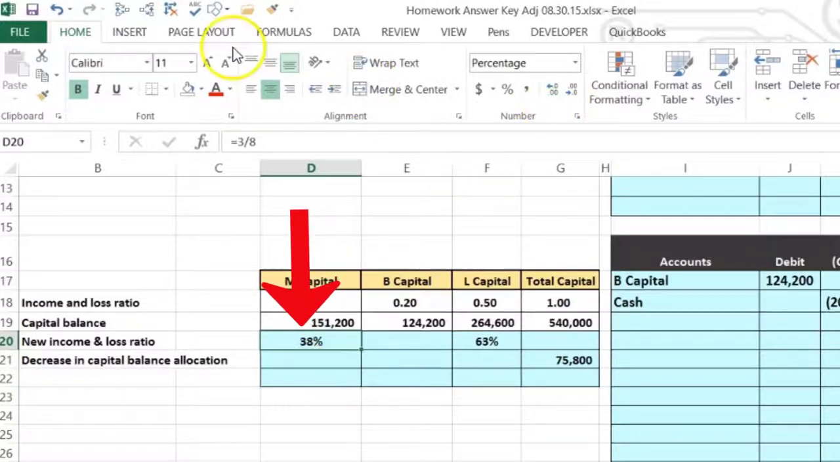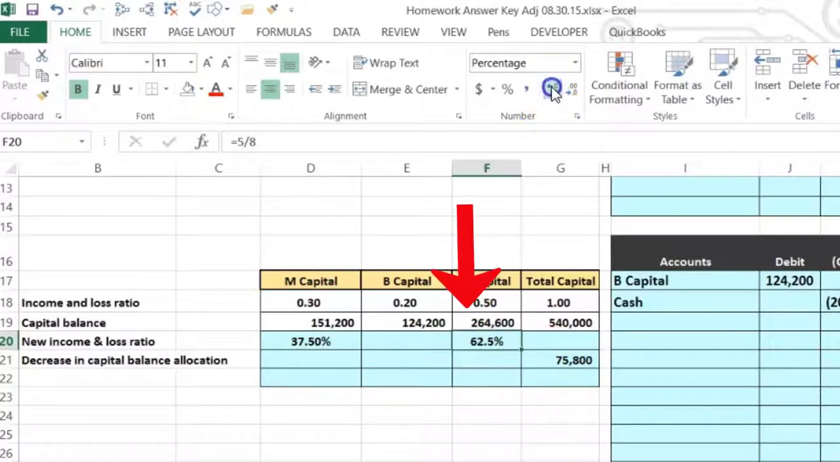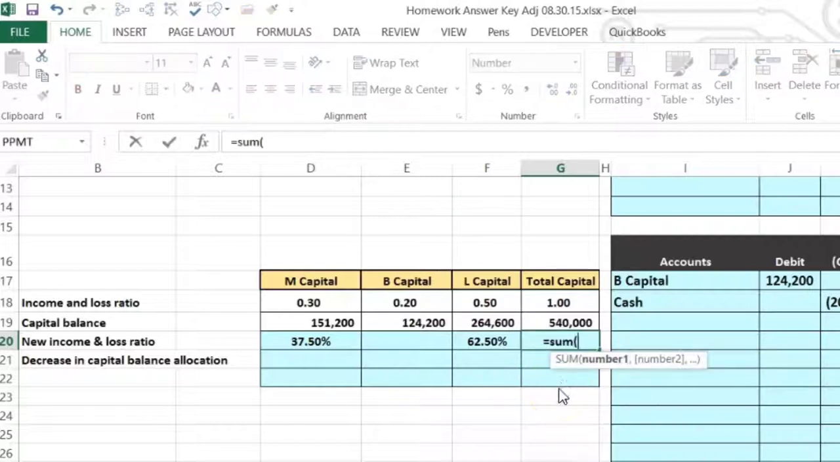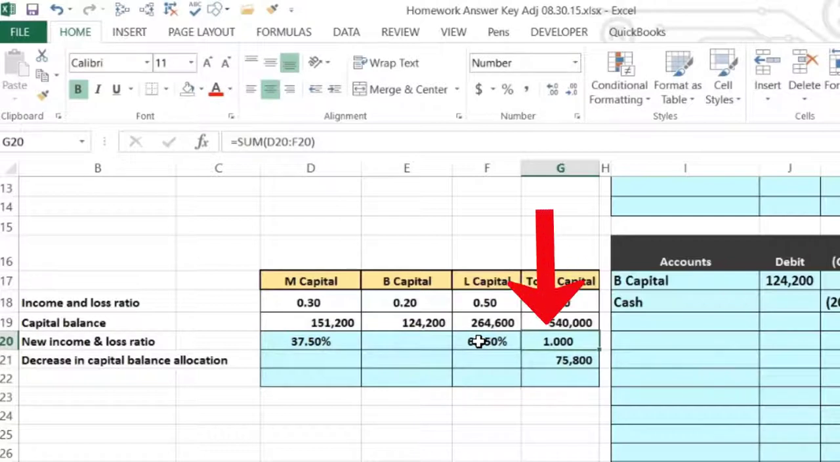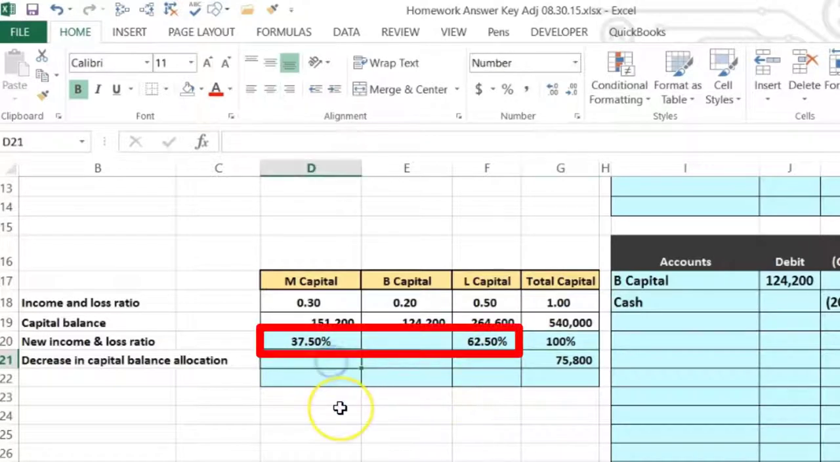So, we're going to break it out at the 38, and again, that's a rounded number. So notice if I go to the home tab, numbers group, and add decimals, it's actually 37.5. We can do that here, add decimals. And also note that if we add up the total equals the sum of these two, it should add up to 1, or home tab, percent, 100%. So we're going to break that out at 37.5 to M and 62.5 to L.